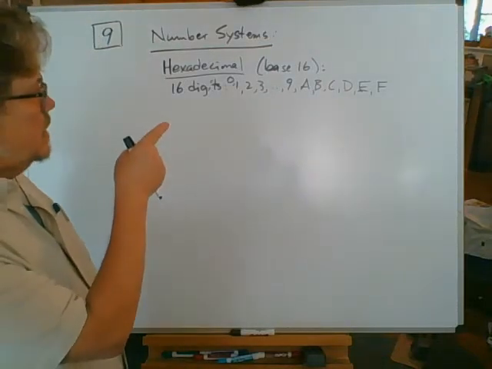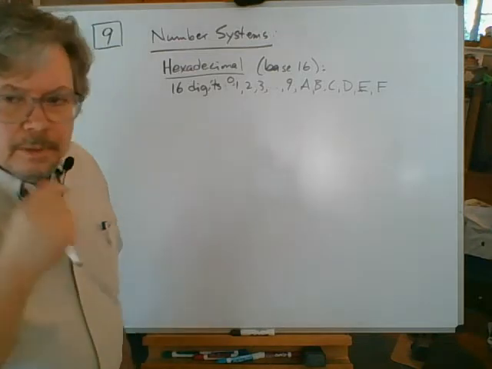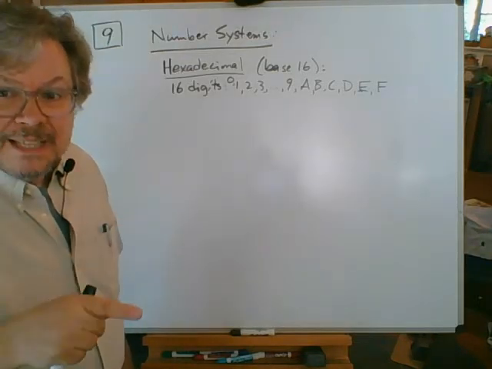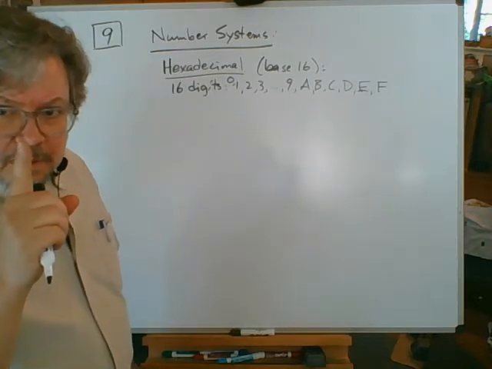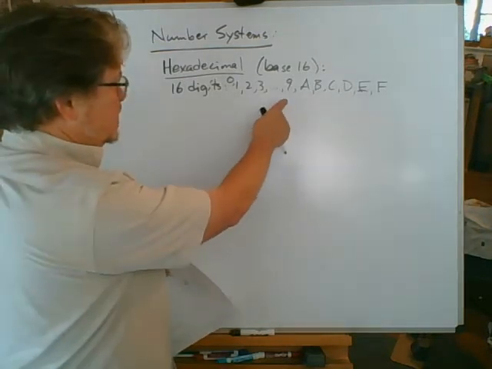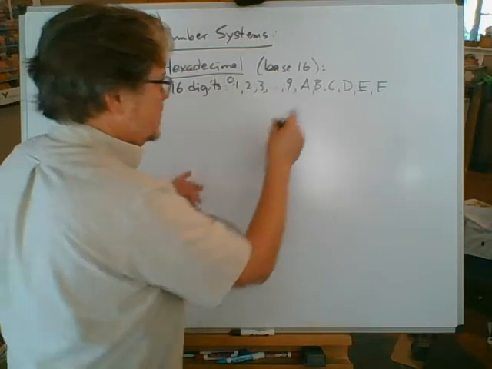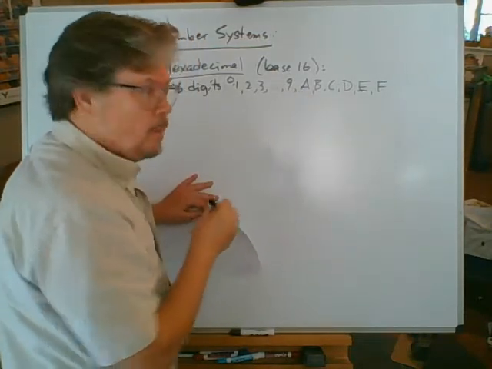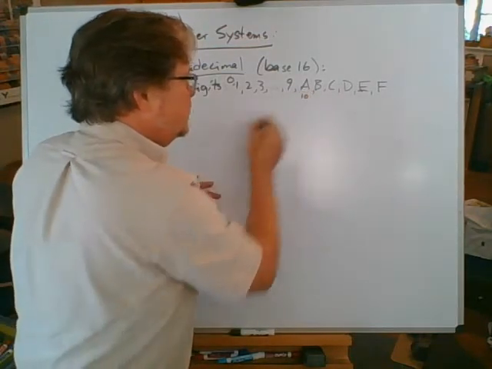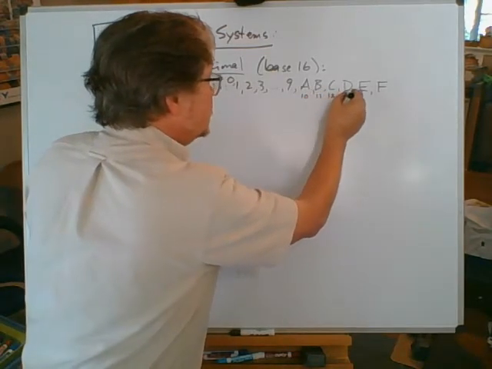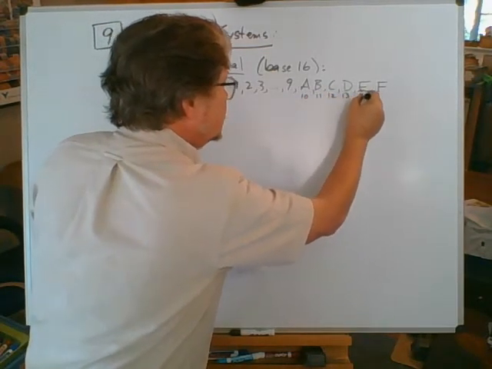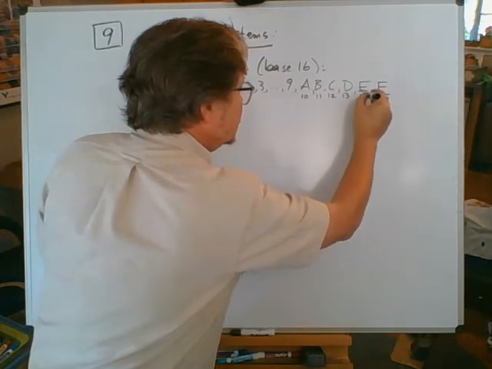Here's what's going on here. Base 16, I've got to be able to represent 0 through 15, all of those numbers with a single digit. And I run out when I get to 9. 0, 1, 2, 3, 4, 5, 6, 7, 8, 9. A all by itself represents the number 10. B all by itself is 11. C is 12. D is 13. E is 14. F is 15.